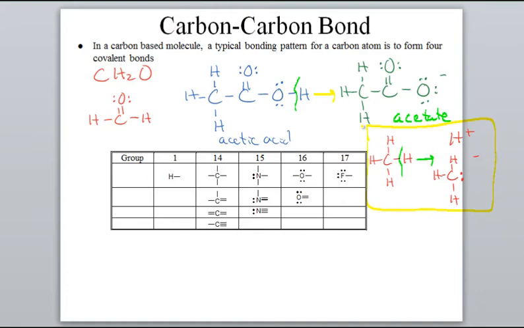Another type of anion that could form is a carbon-based molecule that has a nitrogen atom. You'll learn next year how to name this molecule, but it's called methylamine. There's carbon bonded to nitrogen. There's 2 covalent bonds on nitrogen and a lone pair. There's 4 single bonds around the carbon.